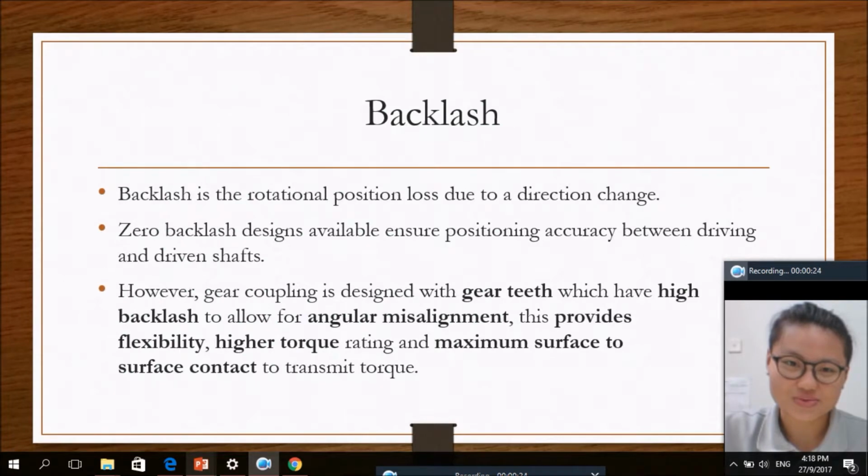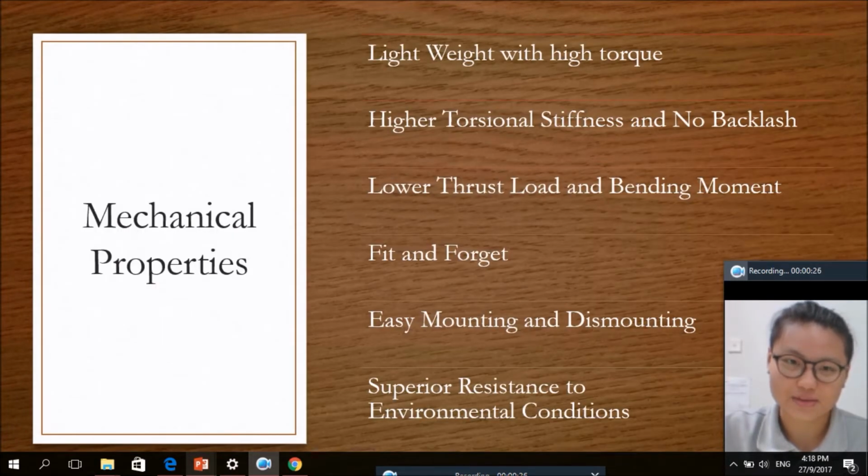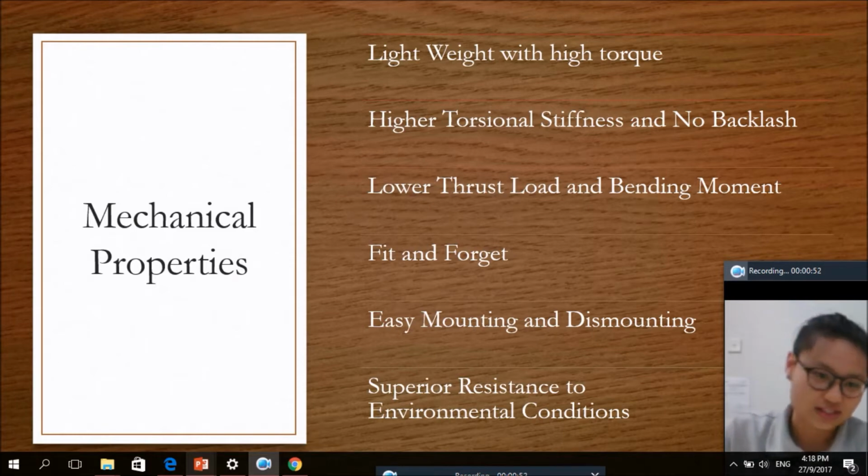The next one is the mechanical properties of couplings. The first one is lightweight with high torque. The second one is higher torsional stiffness and no backlash. The third one is lower thrust load and bending moment. The fourth one is fit and forget. The fifth one is easy mounting and dismounting. The last one is superior resistance to environmental conditions. Now let's see the video.